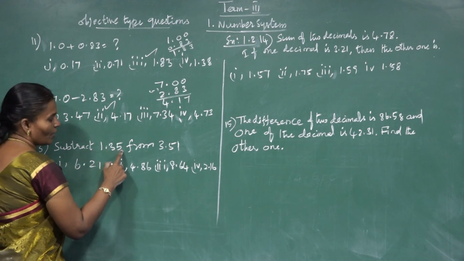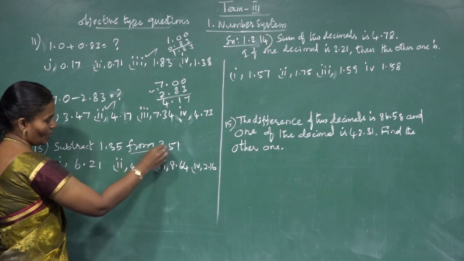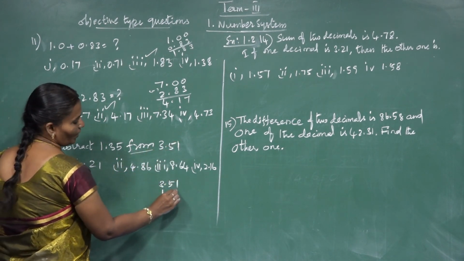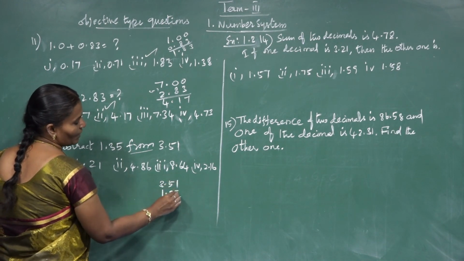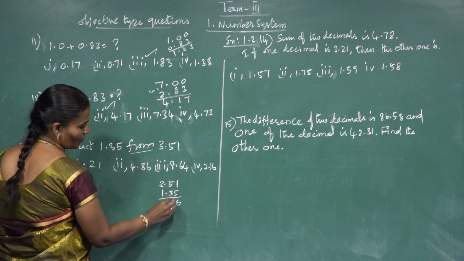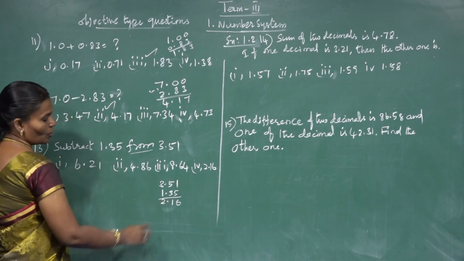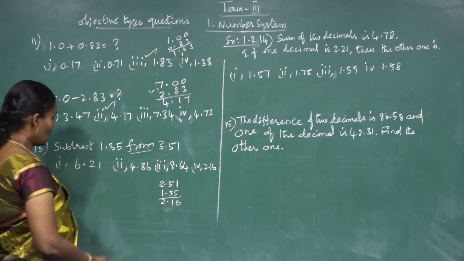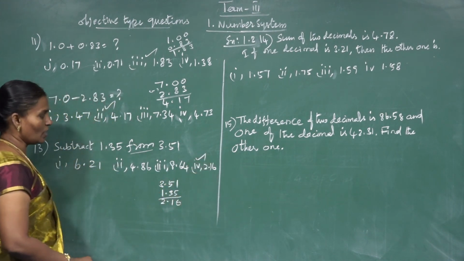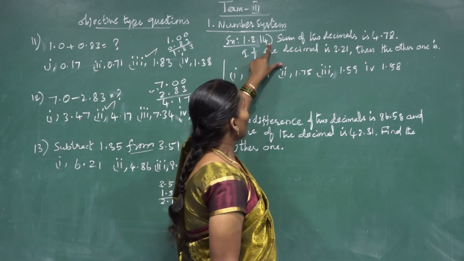Now see here. Subtract 1.35 from 3.51. So first you write 3.51, then 1.35. Now subtract this. 11 minus 5 is 6. Then here 4 minus 3 is 1. Then here 3 minus 1 is 2. So 2.16 is the answer. So which option is correct? Fourth option. 2.16 is the correct answer. Understand, children? Okay.